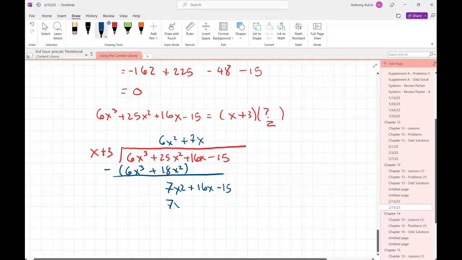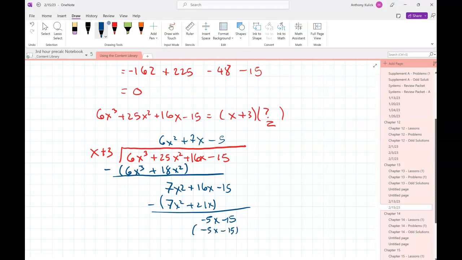So what do you get? 7x squared plus 21x. So what is my question mark then? The quotient.